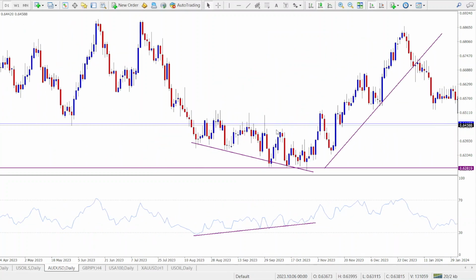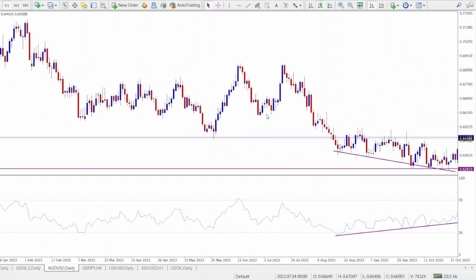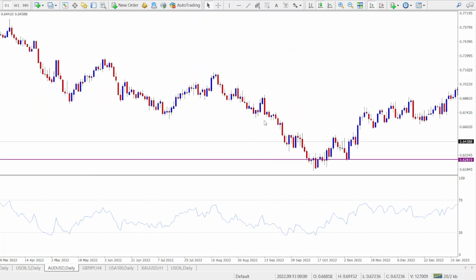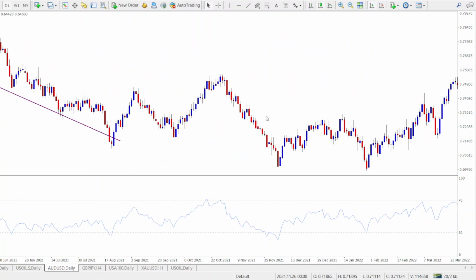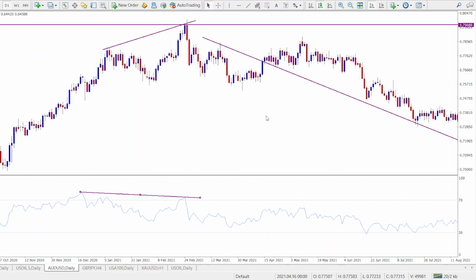So, in as much as it does not necessarily have to be around a key support or resistance level, divergence does not necessarily need to be around such a level, but when it does occur around such key levels, the chances of the divergence playing out well are even higher.